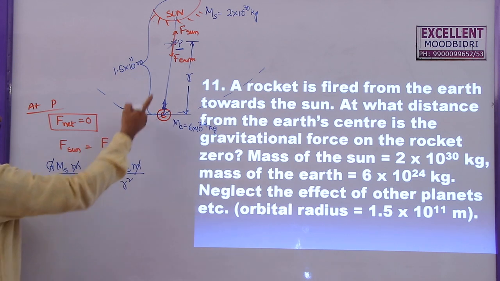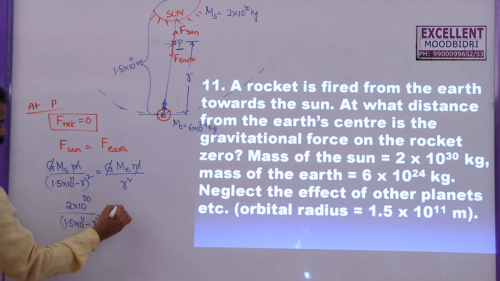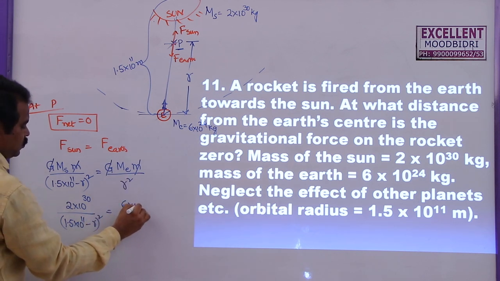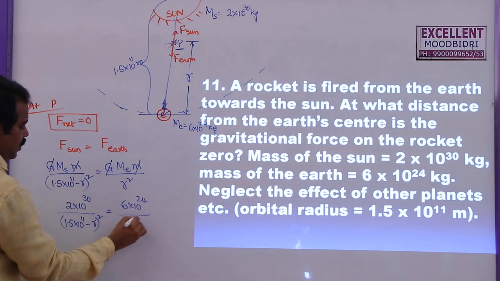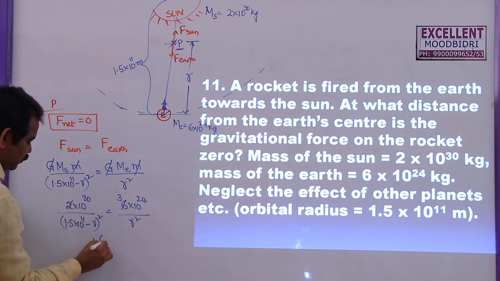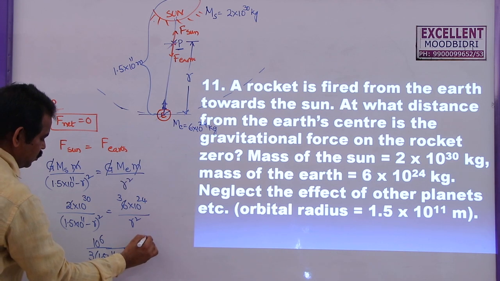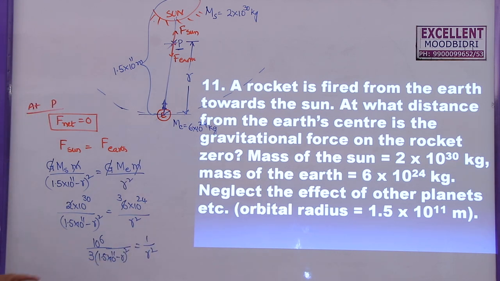Now what is the mass of the sun? Given as 2 into 10 power 30. This is 2 into 10 power 30 by 1.5 into 10 power 11 minus r whole square is equal to mass of earth, 6 into 10 power 24 by r square. So once again you can cancel the 2 and 6 by 3, and 10 power 30 when it comes to the other side becomes 10 power minus 24. So this is 10 power 6, and this 3 will come down. 3 into 1.5 into 10 power 11 minus r whole square is equal to 1 by r square. So this is the expression.